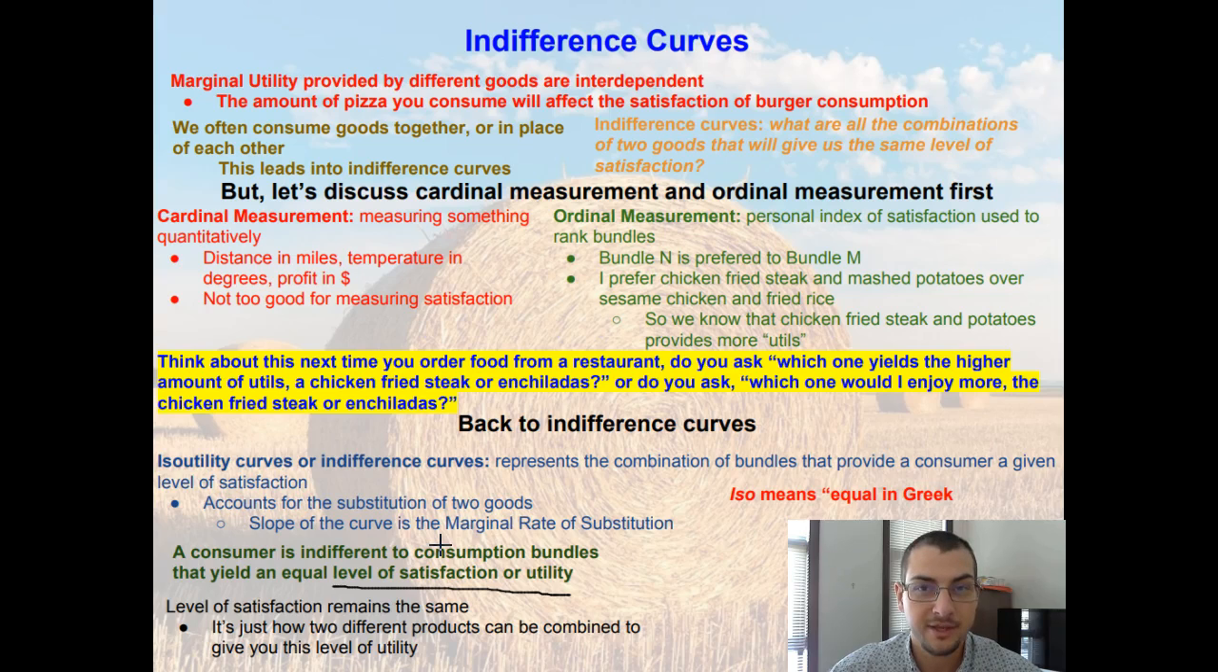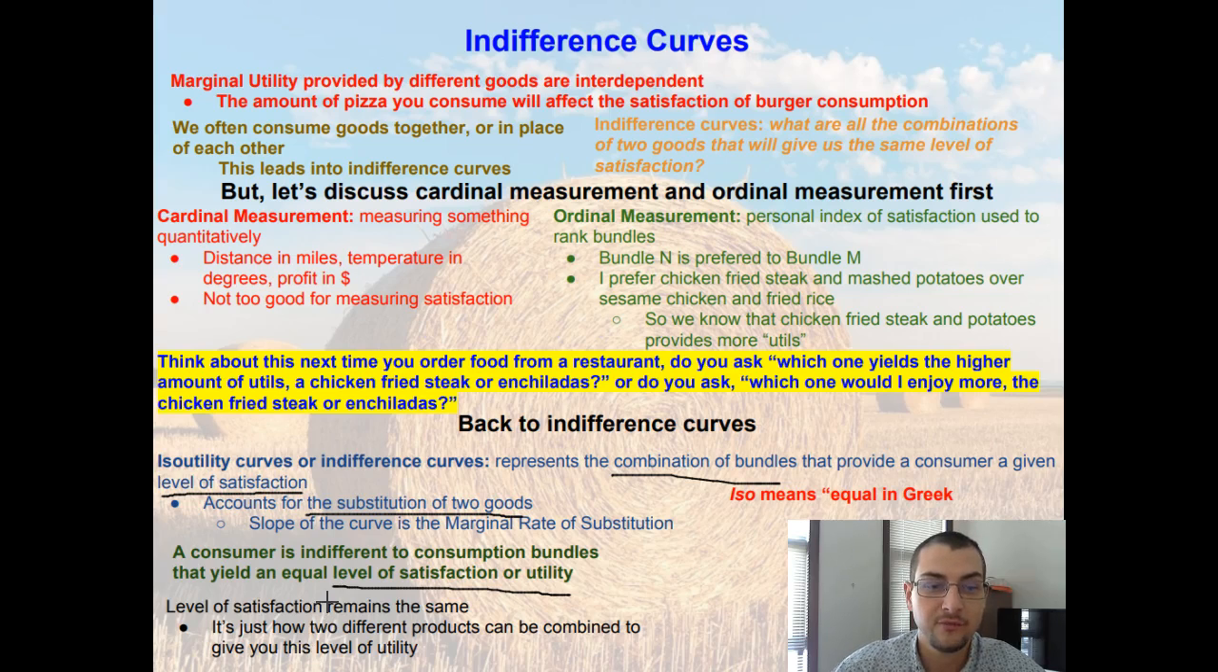As we deal with these indifference curves, any combination along the indifference curve, we're going to be indifferent to. It's going to yield the same amount of satisfaction. So as we go up and down these curves that we're going to see in the next video, we can substitute two goods, and we're going to look at all of the different combinations that give us a specific level of satisfaction. And as long as that level of satisfaction doesn't change, we can say we are going to be indifferent to all of those different combinations. So the level of satisfaction remains the same. It's just how two different products can be combined to give you the same amount of utility.